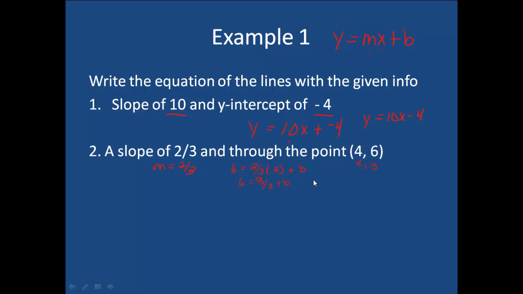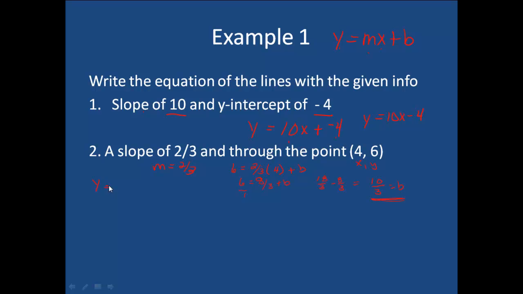Subtract the 8/3 from both sides, and now remember to subtract fractions, you have to have a common denominator. So I'm going to change 6 over 1 into 18 over 3, minus that 8/3, and I'm going to end up with 10/3 is equal to b. Now that's not my final answer because my job was to write an equation of the line. I have just found my b though. Now I can go back and write my equation.